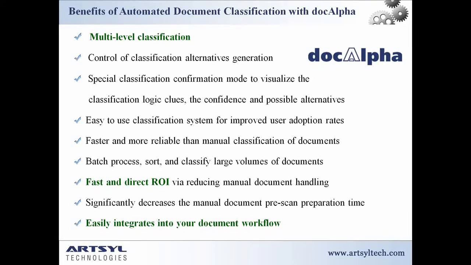A very interesting feature is the ability to generate classification alternatives. So not only can docAlpha show you what was the result of classification, but it can also tell you whether there were any alternatives or not. Maybe this looks like a warrant from a court, but it also looks like a subpoena. So it will show you why it looks like a warrant and why it looks like a subpoena and why it selected it to be a warrant.